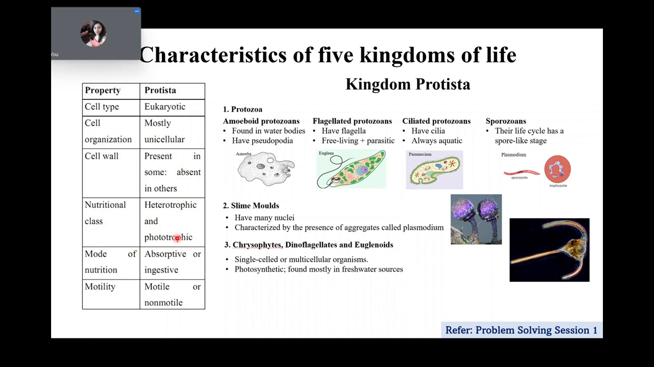And the last is chrysophytes or dinoflagellates or euglenoids. So these are again single-celled organisms, or they could also be multicellular, but they are generally found in freshwater sources and they are photosynthetic in nature.